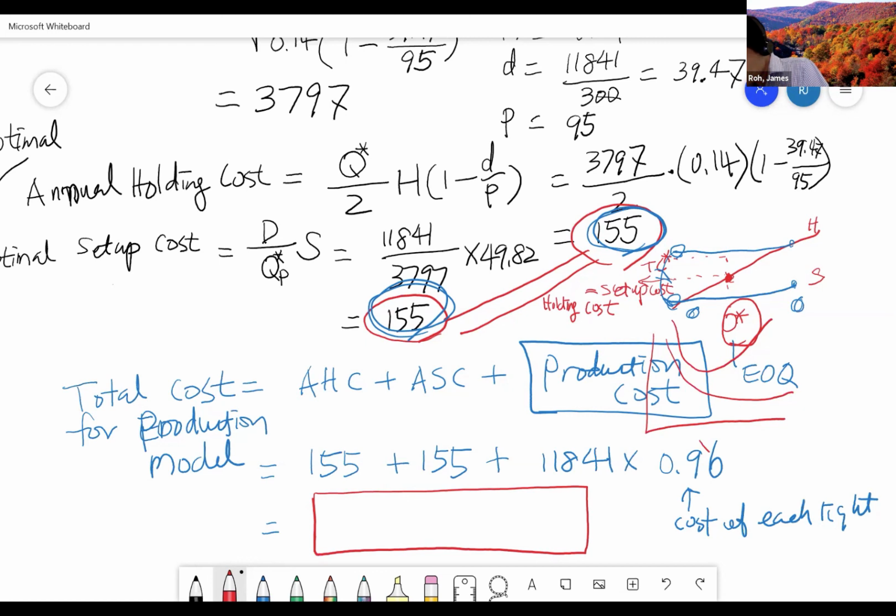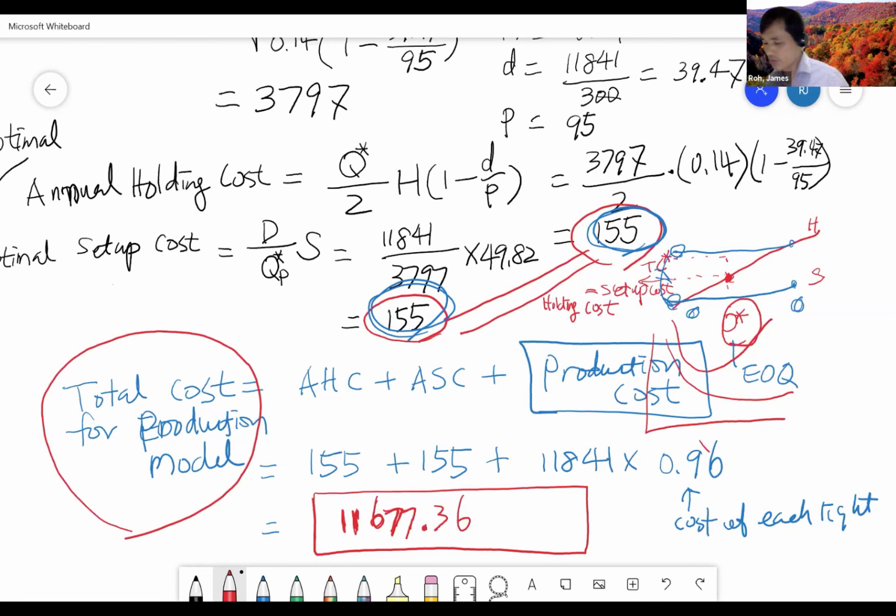Anybody tell me the answer? 11,677.36. Someone got the same answer? Yeah. Very good. If you round up to 2 decimal places, this is going to be the exact answer. 11,677.36 will be the total cost for this production model. And you are finishing your question right here.